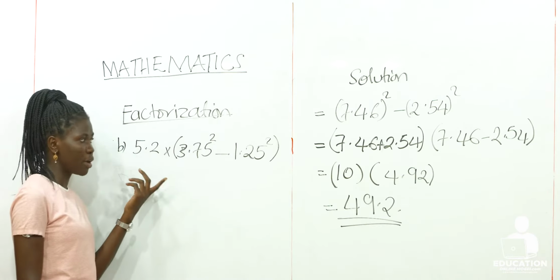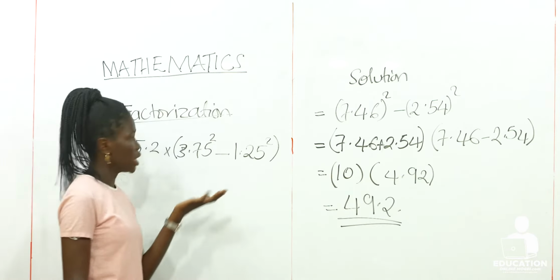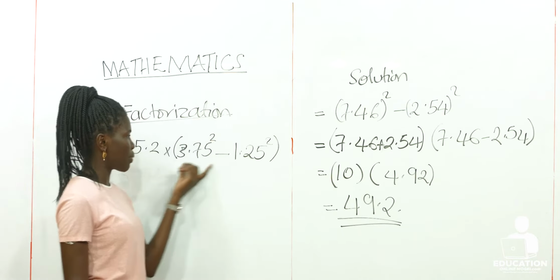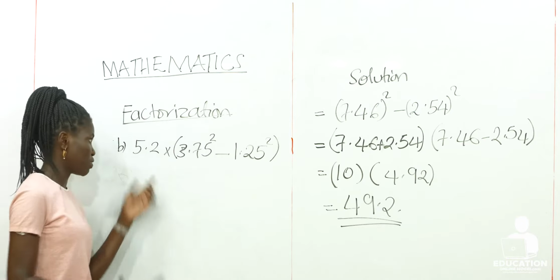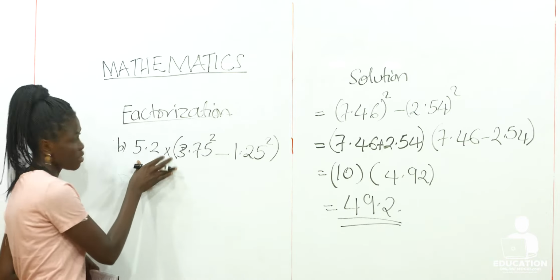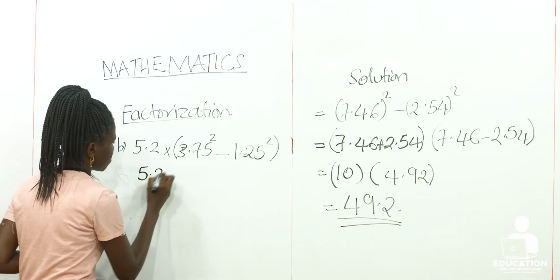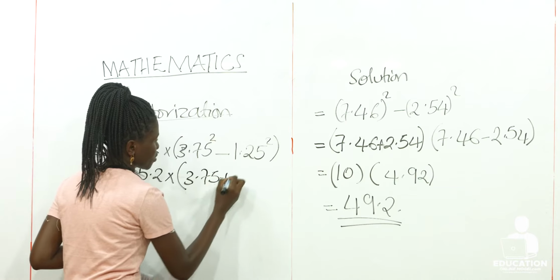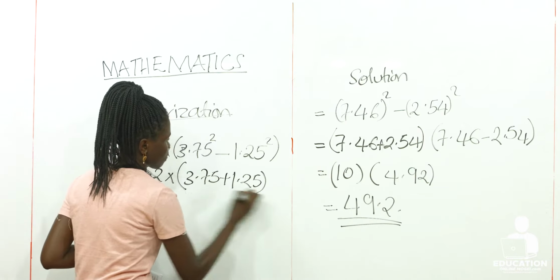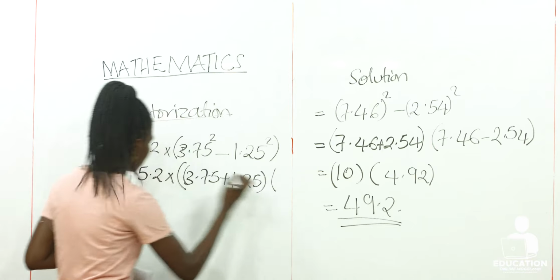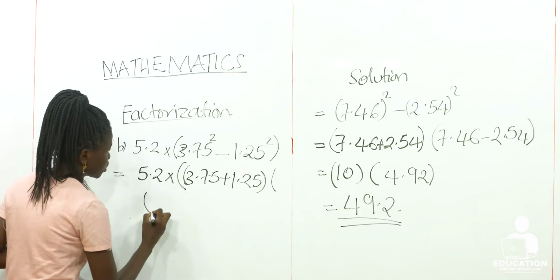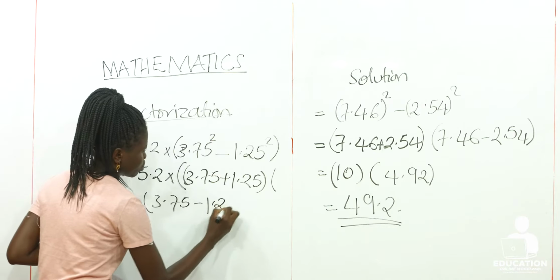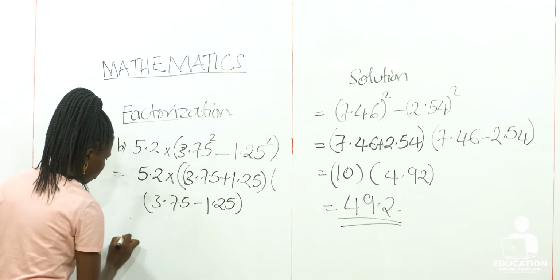When, for example, we use BODMAS, whereby we always start with the bracket, this is simply what we are going to use here. We are having the bracket, so we first deal with what is in the bracket before we multiply what is outside. But we are going to maintain this without altering. So we shall have 5.2 times, in our bracket we shall have 3.75 plus 1.25, and the other bracket will have 3.75 minus 1.25.